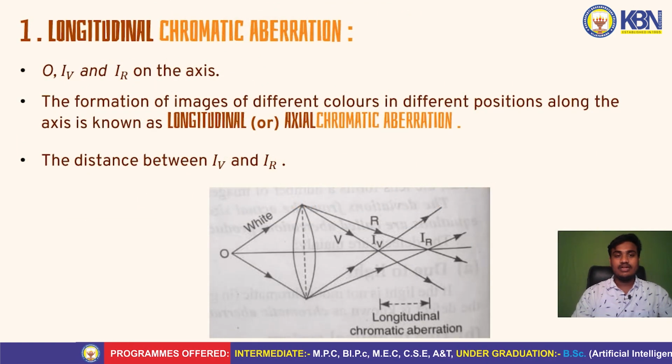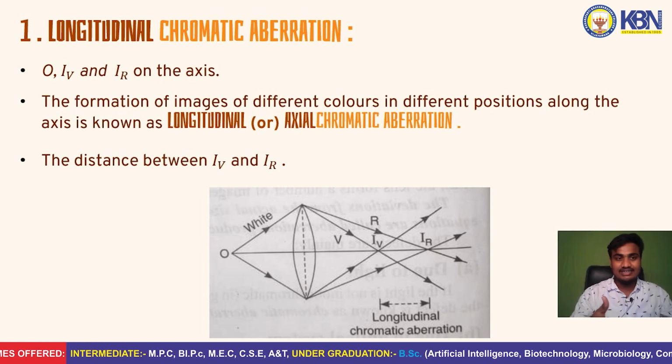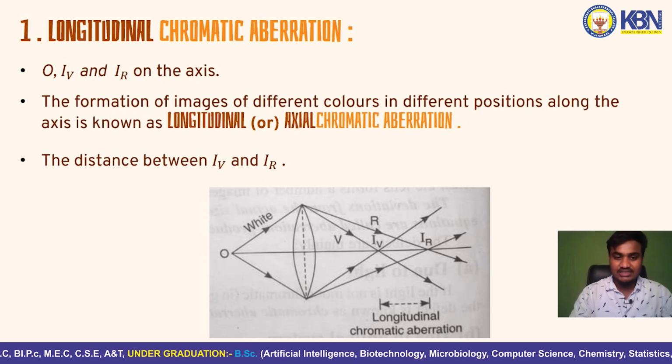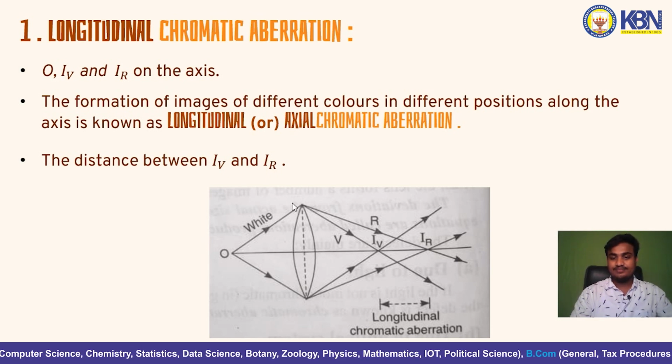Now, chromatic aberration is classified into two types: longitudinal chromatic aberration and lateral chromatic aberration. In this diagram you can see O is a point object placed on the axis, emitting white light. The light falls on the lens, then IV is the point where all the violet rays meet, and IR is the point where the image of the red color will appear.